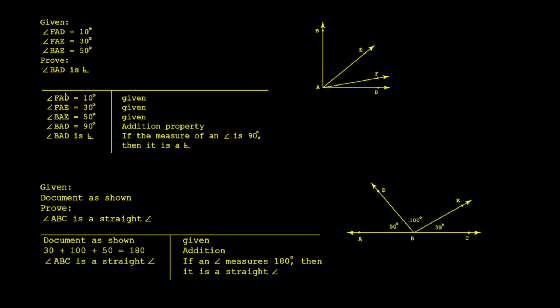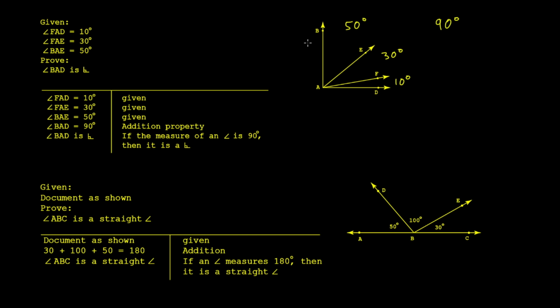Angle FAD is 10 degrees, given. Angle FAE from here is 30 degrees, given. Angle BAE is 50 degrees, given. And now 50 plus 30 plus 10 is 90 degrees. Angle BAD is 90 degrees, addition property. You can also say addition property of equality.